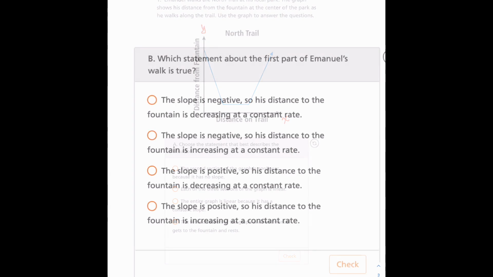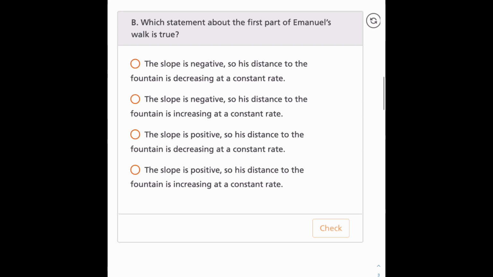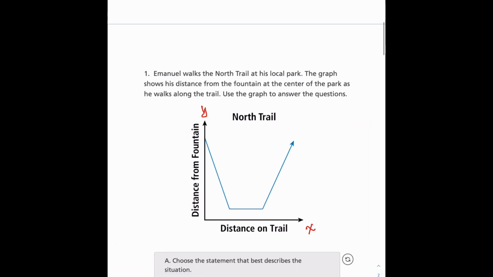Let's move on to question B. Which statement about the first part of Emmanuel's walk is true? So this is the first part of Emmanuel's walk, right here.